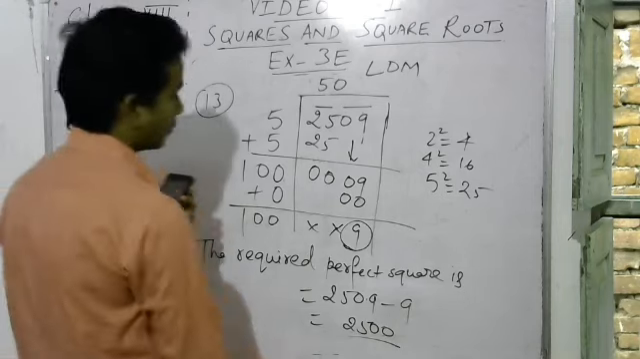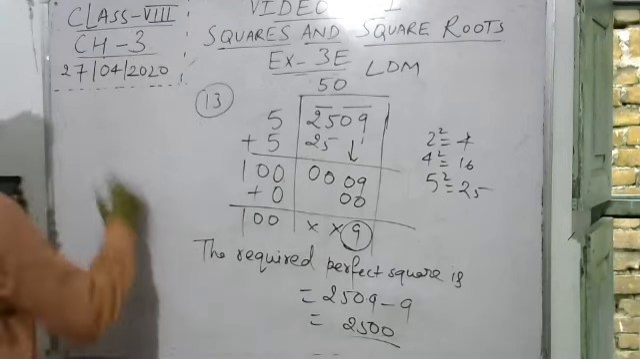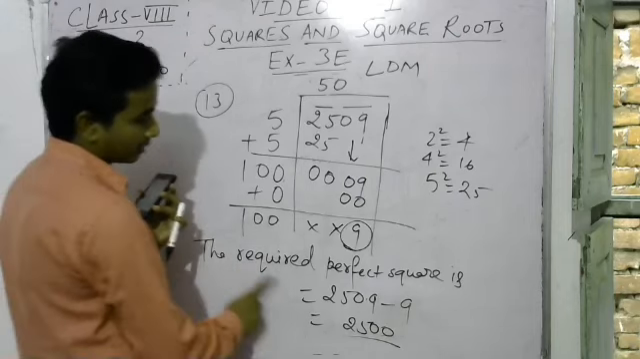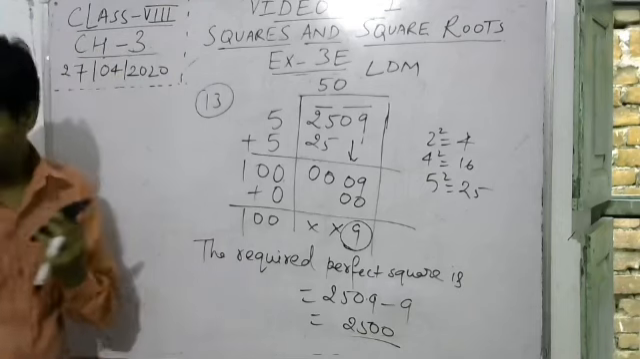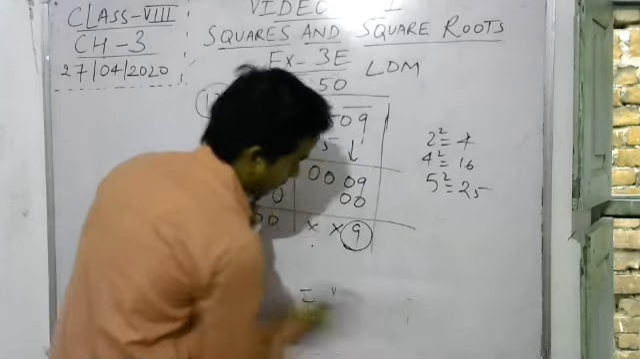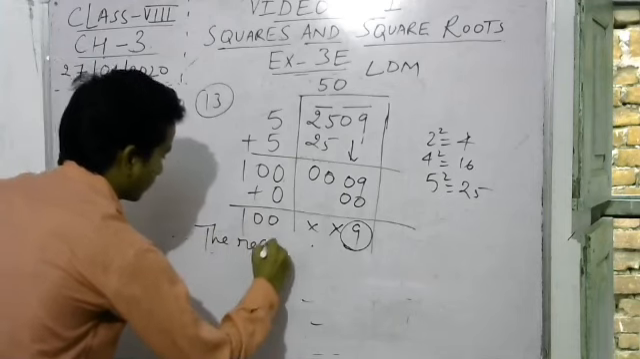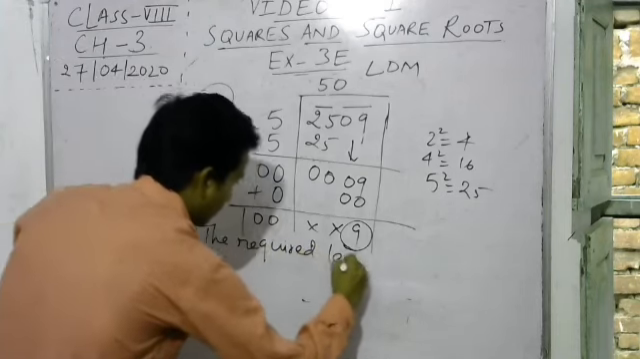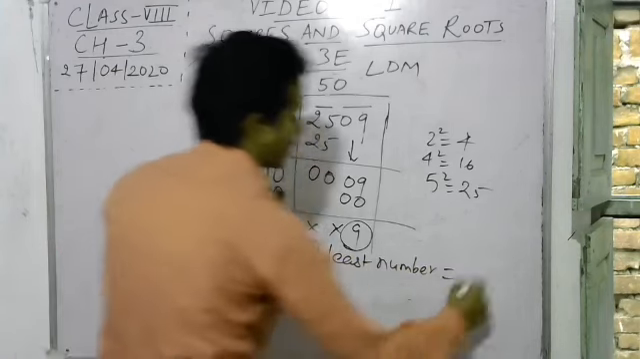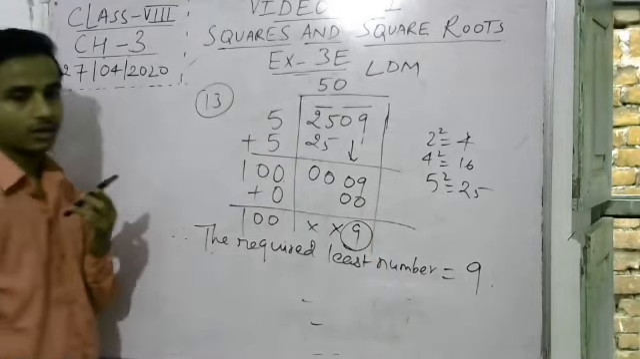So the question is, what is the least number that should be subtracted to make it a perfect square? So the answer is the least number. You can also write, and if the question asks you to find that number, then that number will be 2500. So now, what is the least number? The question has asked to find the least number. So you have to write the required least number equals 9. This is the answer.